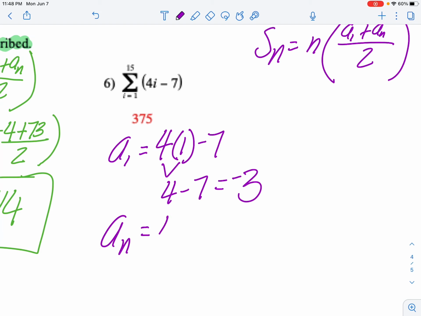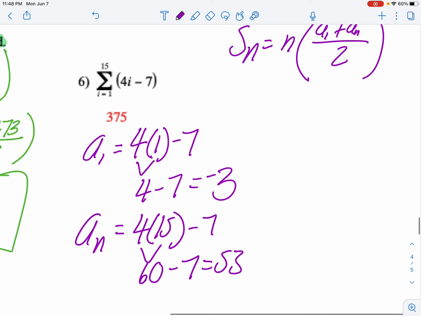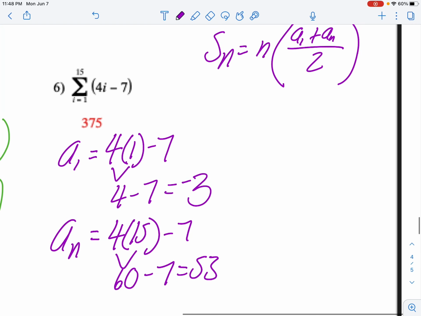To find my last term, I'm going to plug in 15. 4 times 15 minus 7. 4 times 15 is 60, minus 7, kiddos, is 53. So my first term is negative 3. My 15th term is 53. First term negative 3, 15th term 53. So I'm going to add 1, 2, 3, all the way to 15. I'm going to add 15 numbers.